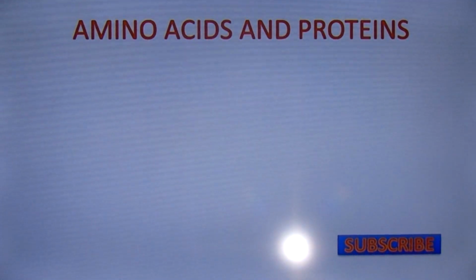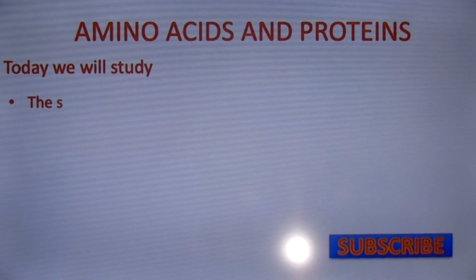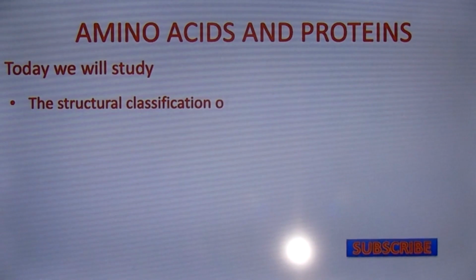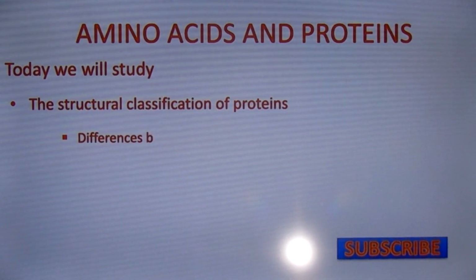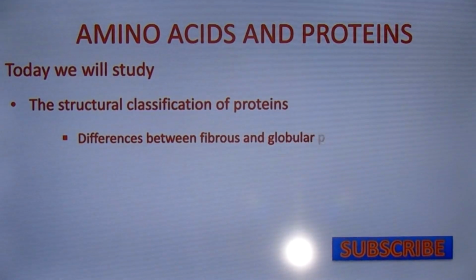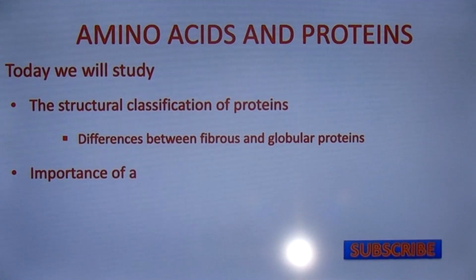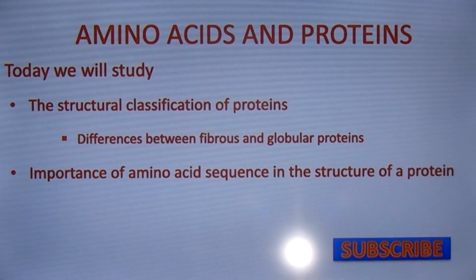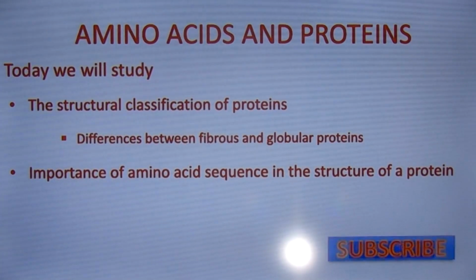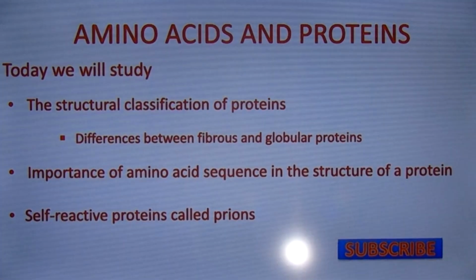Today we will study the structural classification of proteins. I will explain to you the main difference between fibrous and globular proteins. We will also study the importance of amino acid sequence in the structure of proteins, and we will also touch very briefly on the structure of prions, which are the self-replicating misfolded proteins.